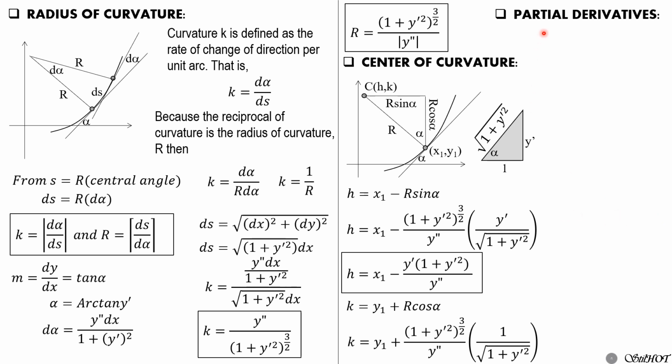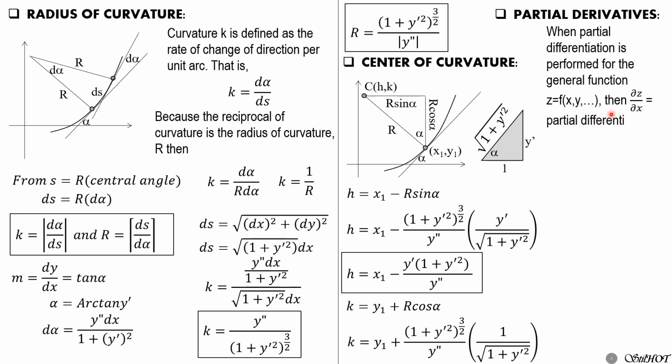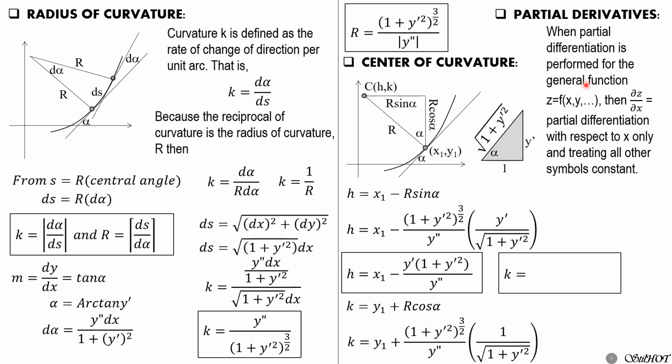Then lastly, let's have partial derivatives. Whenever a function is a function of variables like x, y, z, and so on, then the partial derivative of z with respect to x is differentiating the function with respect to x only, and we treat x as the only variable. All other variables or symbols that appear are considered constant. So that's it for this portion.